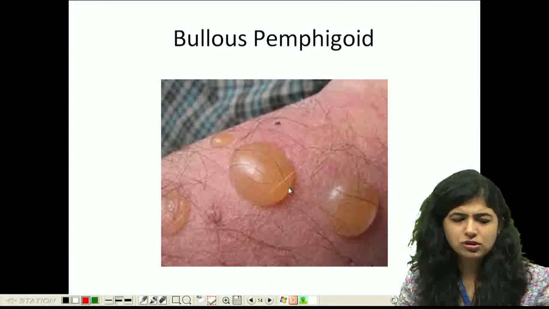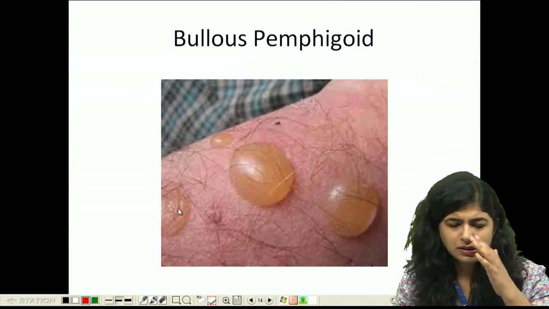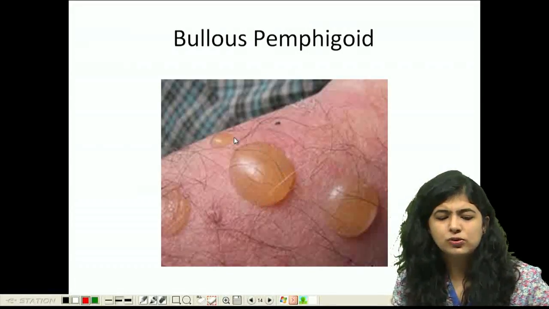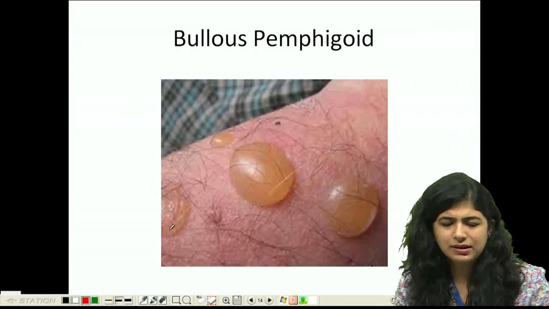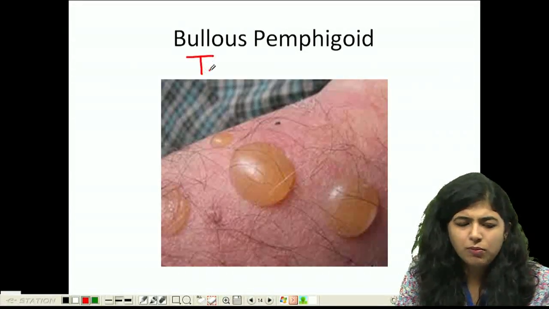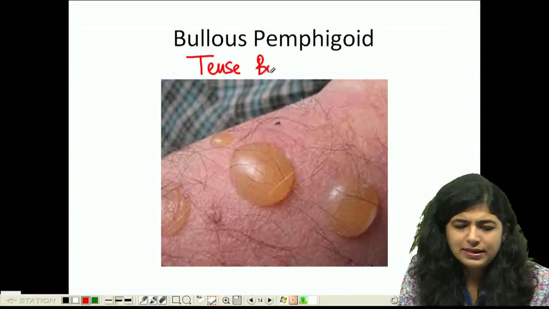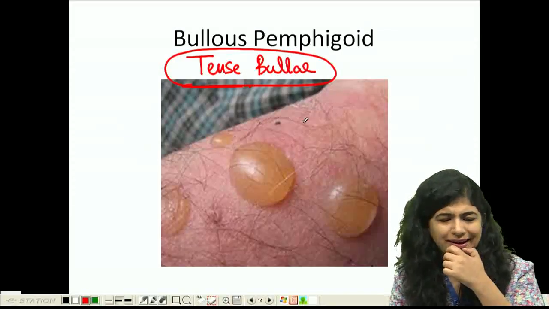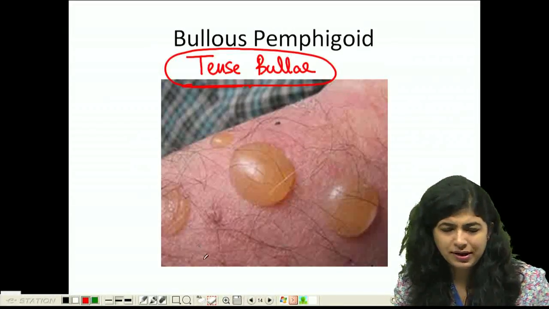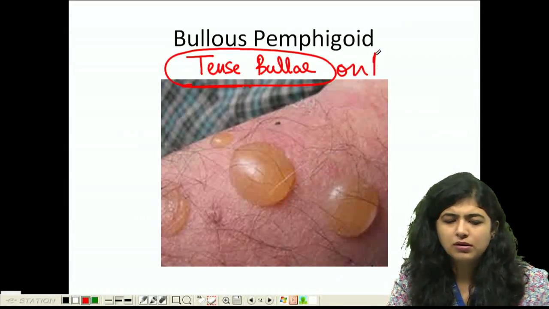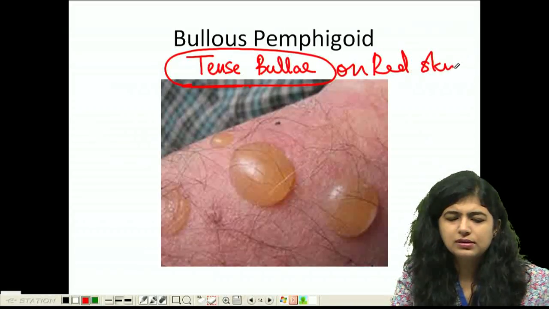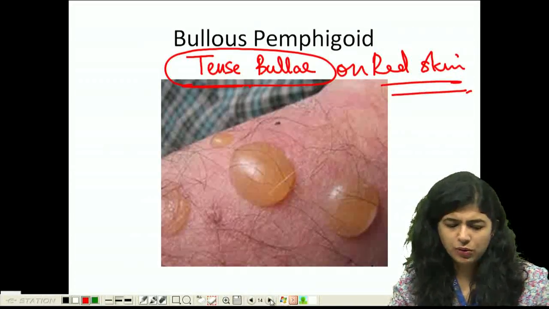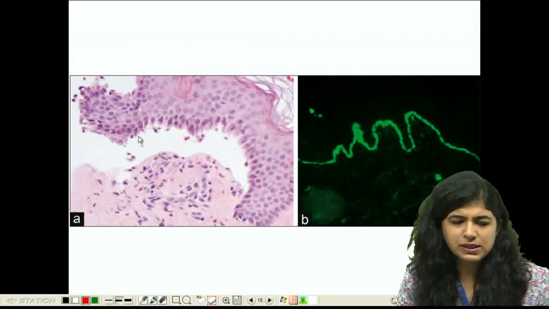I have an image of the typical description. This is how it is. You see, these are multiple intact tense bullae. Important point is the tense bullae. This will also be mentioned in a lot of questions. Then you see that the skin is red, on red skin. Clear? Now you do the skin biopsy.